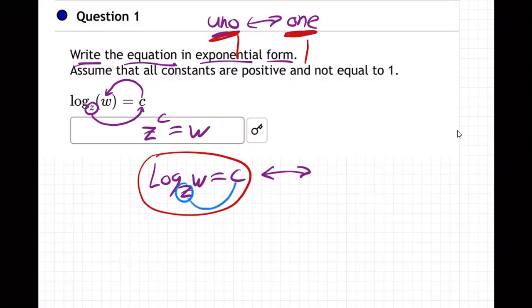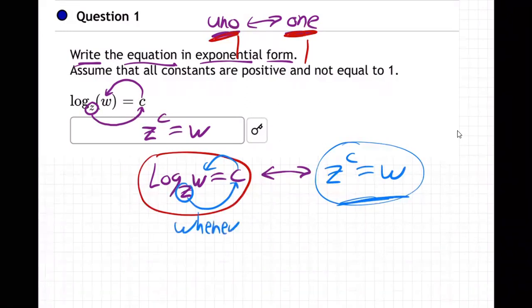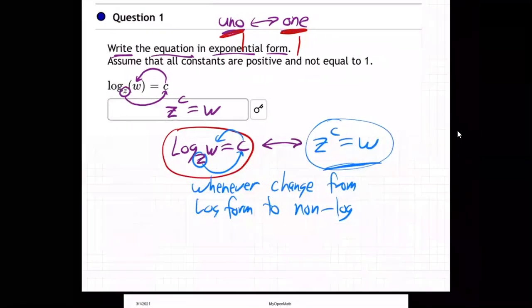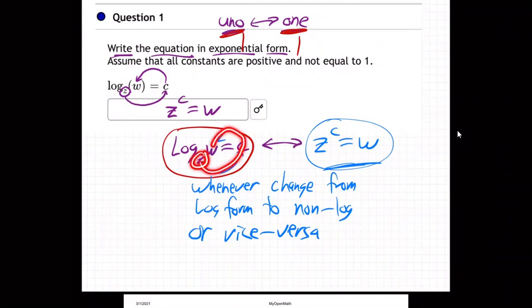How do you do it? You grab the little z, go there to there. So z to c equals w, just like that. That's saying the same thing. I know it looks totally different. There's no log word. So this is the action you take whenever you change from log form to non-log or vice versa, either way. So that's all you have to do: that little action. You just grab the little subscript and you go boom, boom. You write that out: z to the c equals w.